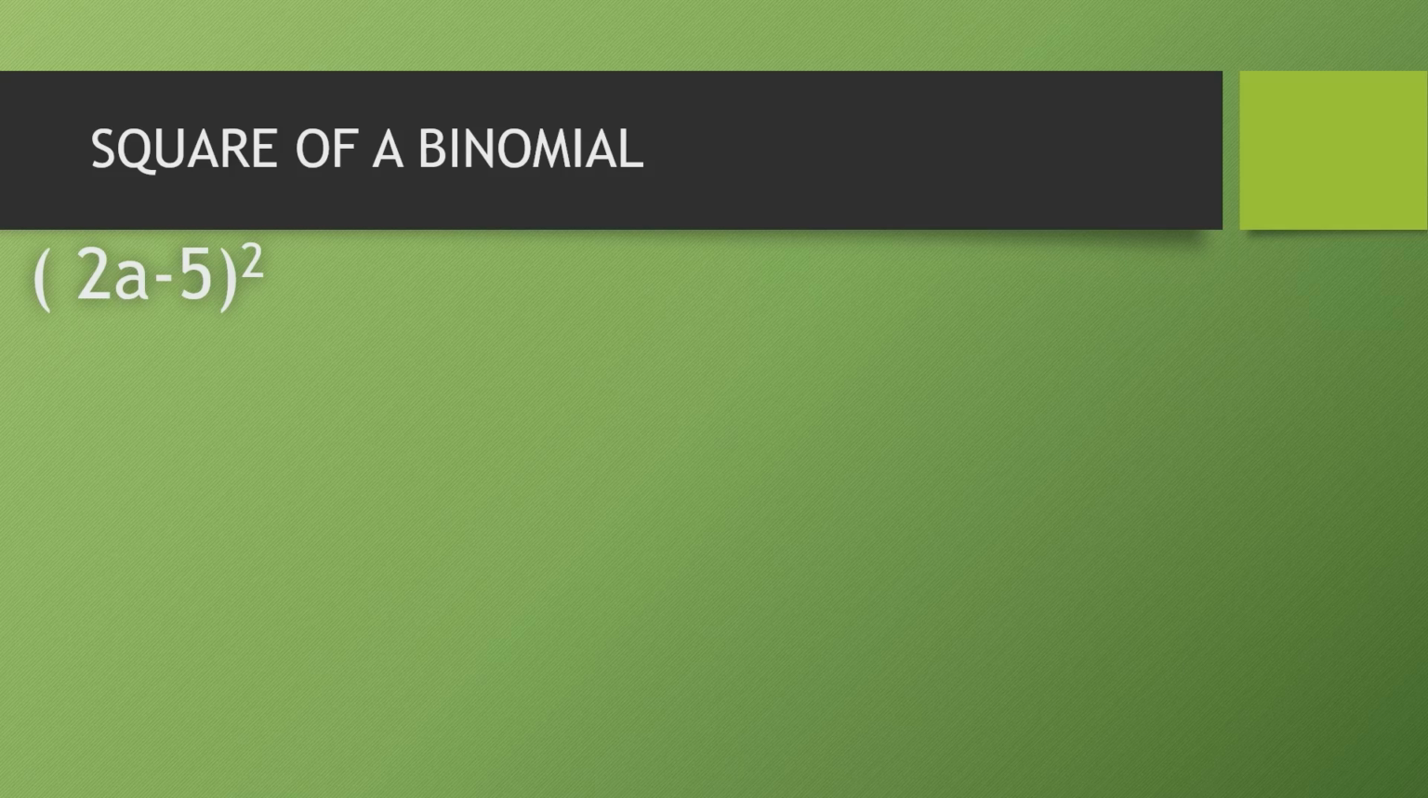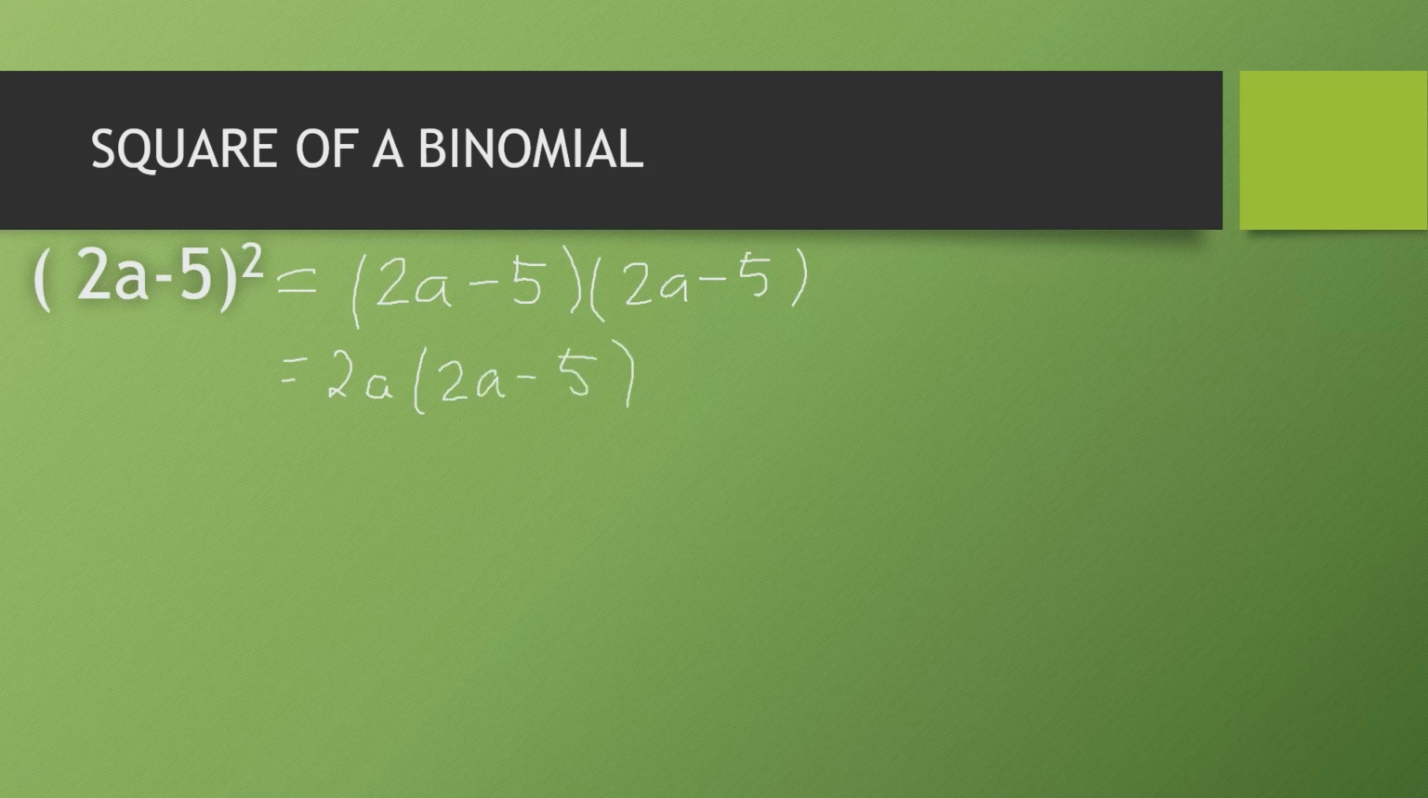And another example, where our first term has a coefficient. Same procedure. Let us expand and rewrite this as 2a minus 5 twice. Meaning, square means we multiply the base by itself two times. Then let us apply the distributive property. 2a multiplied by 2a minus 5, and minus 5 multiplied by 2a minus 5.